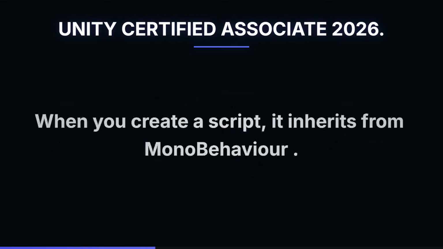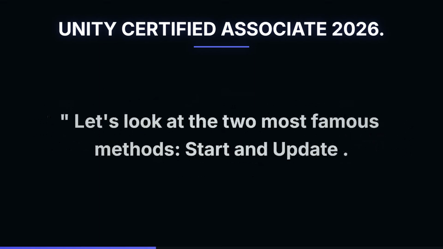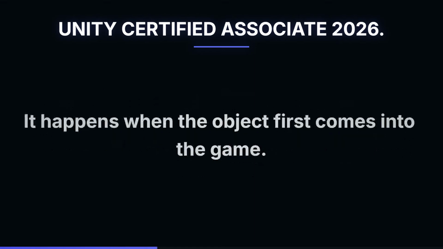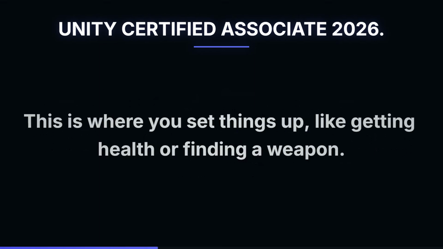When you create a script, it inherits from MonoBehaviour. Let's look at the two most famous methods, Start and Update. Void Start runs exactly one time. It happens when the object first comes into the game. This is where you set things up, like getting health or finding a weapon.